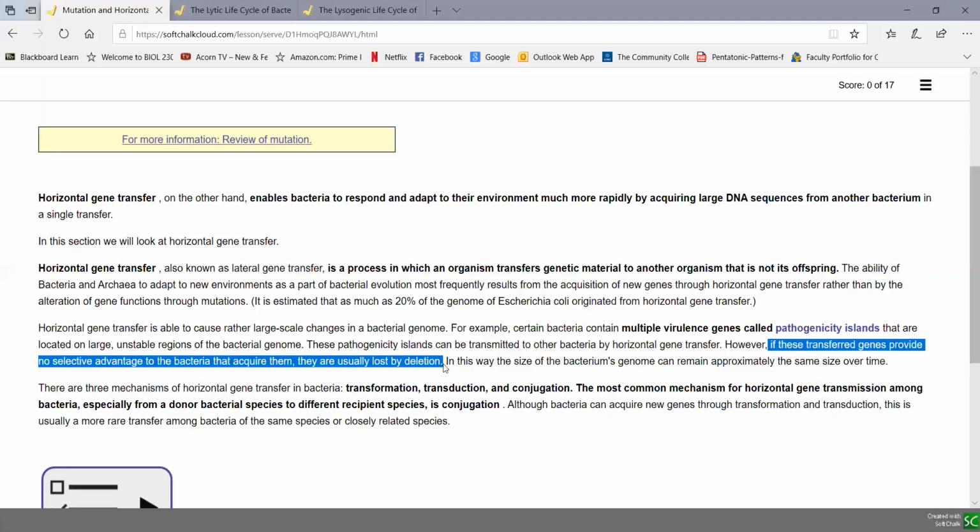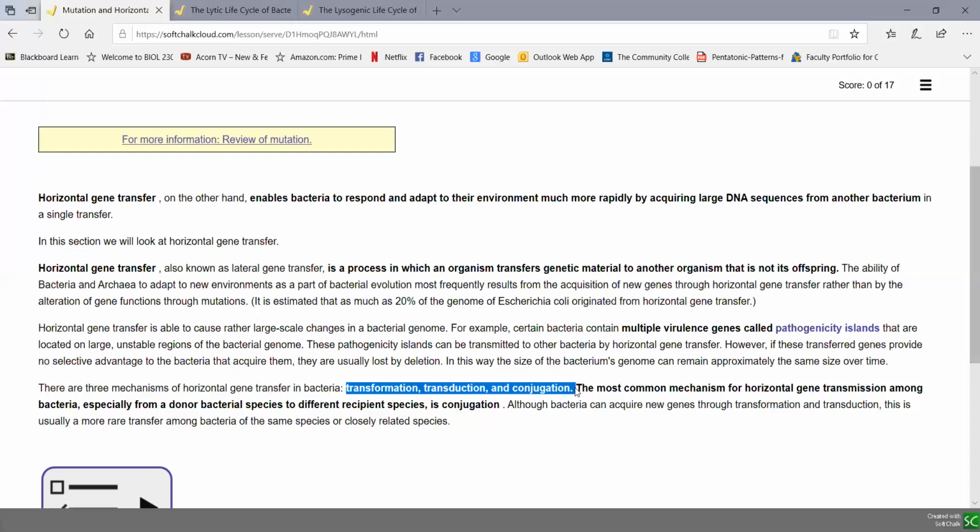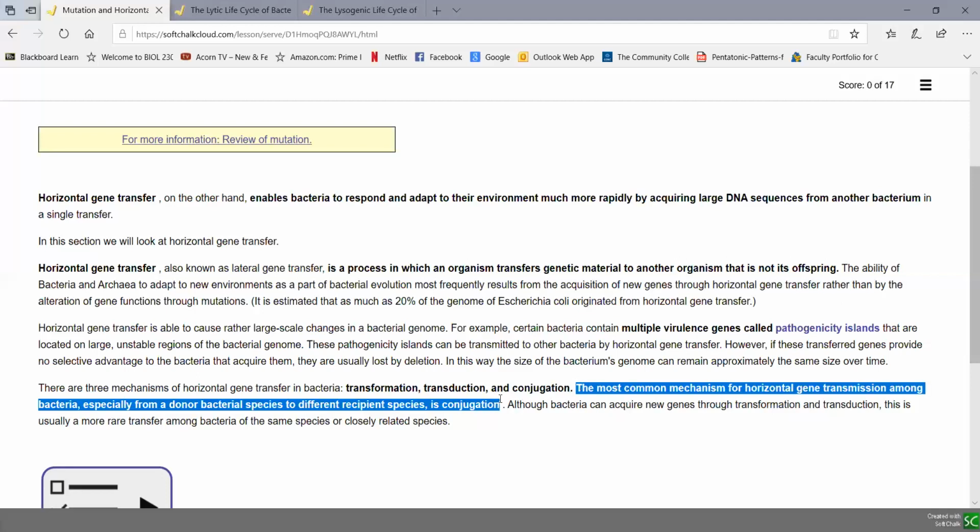There's a limited amount of space for DNA, including both plasmids and the chromosome inside a bacterium, so the genome has to remain relatively the same size over time. Now, there's three mechanisms of horizontal gene transfer we'll be looking at today: transformation, transduction, and conjugation. And the most common mechanism for horizontal gene transfer among bacteria is conjugation.